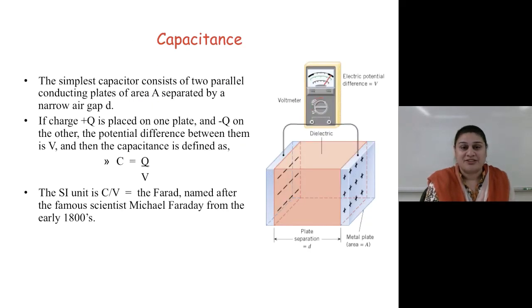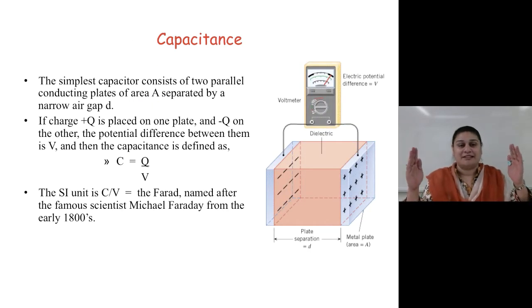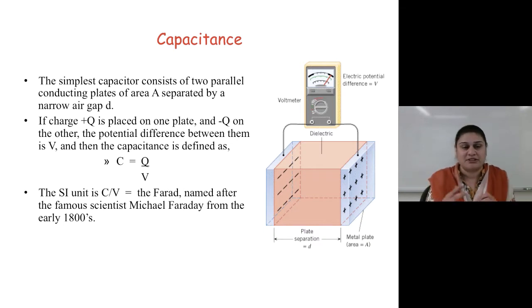A simple capacitor consists of two parallel conducting plates of area A separated by a thin gap, air or some dielectric or some other material. If a charge Q is placed on one plate, and minus Q on the other, the potential difference between them is going to be V. Then the capacitance of a capacitor is defined as Q over V.